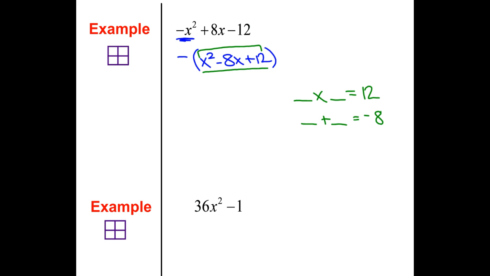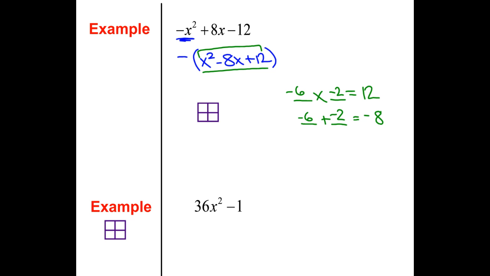Well, right there it's kind of tricky. It's multiplying to get a positive number, but adding to get a negative number. Multiplying to get a positive number, they need to be both positive or both negative. So I know they're both going to be negative if they add to get you negative 8. So negative 6 and negative 2.